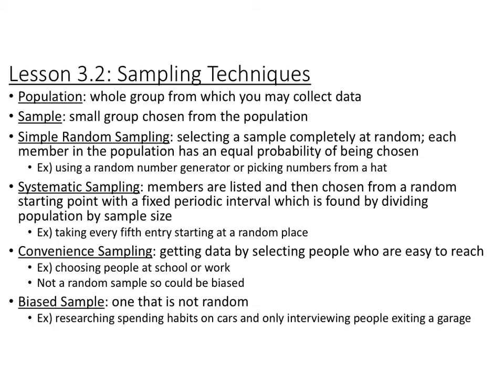Systematic sampling is still random. Again, you number all the students in your high school, you pick a random starting point. I'm going to start at number 7, and then I'm going to pick every 15th student from there. And that would be a systematic sample. You created a system to collect your random sample.